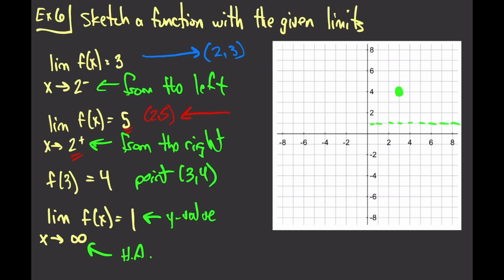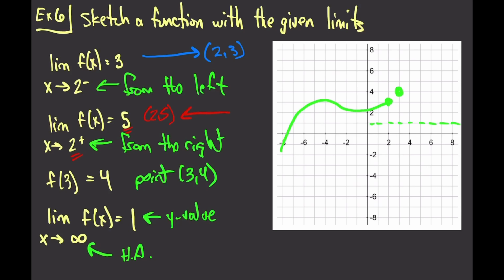So now let's put the pieces together. From the left, I have to approach the point 2, 3. All right, so 2, 3, right here. I'm going to make that a closed circle. From the left, I have to approach that. Again, this can be anything. That looks good.